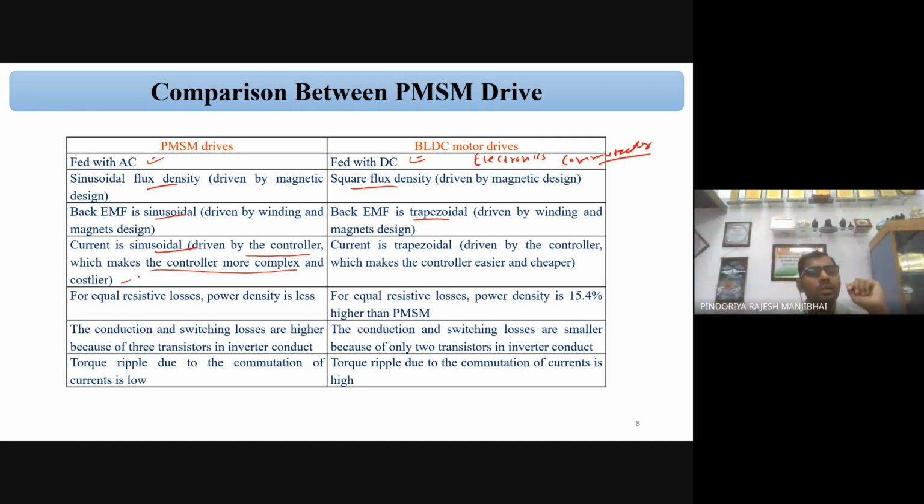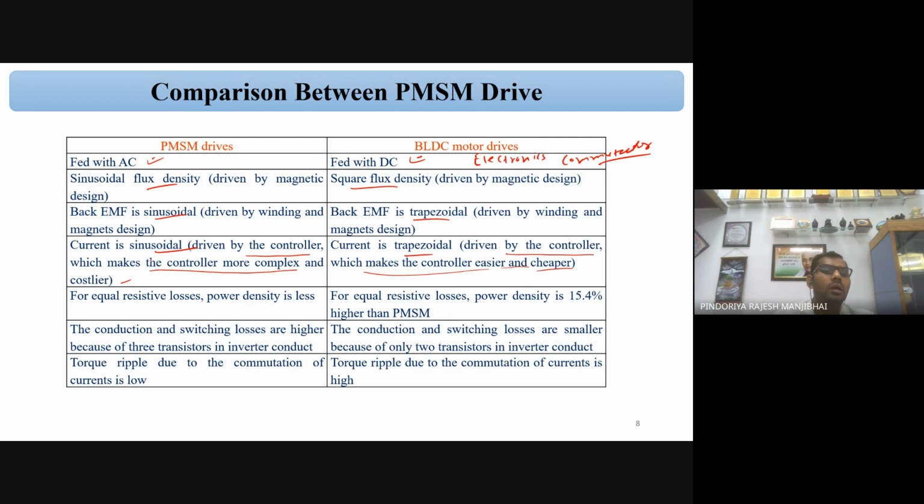In simple language, because of the sinusoidal nature, the controller is very complex, and if it is very complex, then we can say it is very costly. In the BLDC motor, the current is trapezoidal, driven by the controller, which makes the controller easier and cheaper. So simply we can say the BLDC motor is easy to control in speed and torque, but the PMSM is more complex, correct?